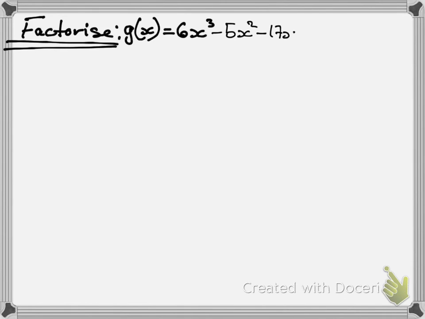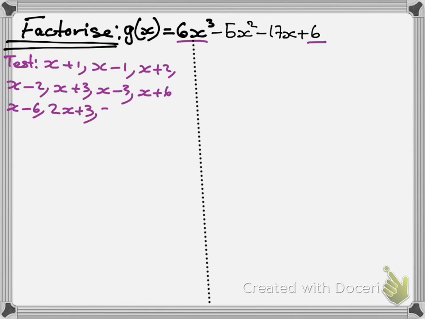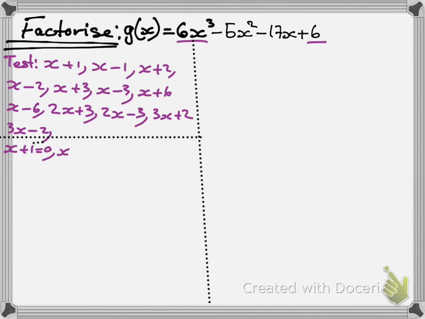Factorize g of x is equal to 6x cubed minus 5x squared minus 17x plus 6. I look at the first term and the last term and come up with my factors. I've got a number of them, so I can just list them for you. I use a combination of their factors, and then I start checking. So I start doing my test. I take the first factor, x plus 1, I equate it to 0, which gives me x is equal to negative 1.